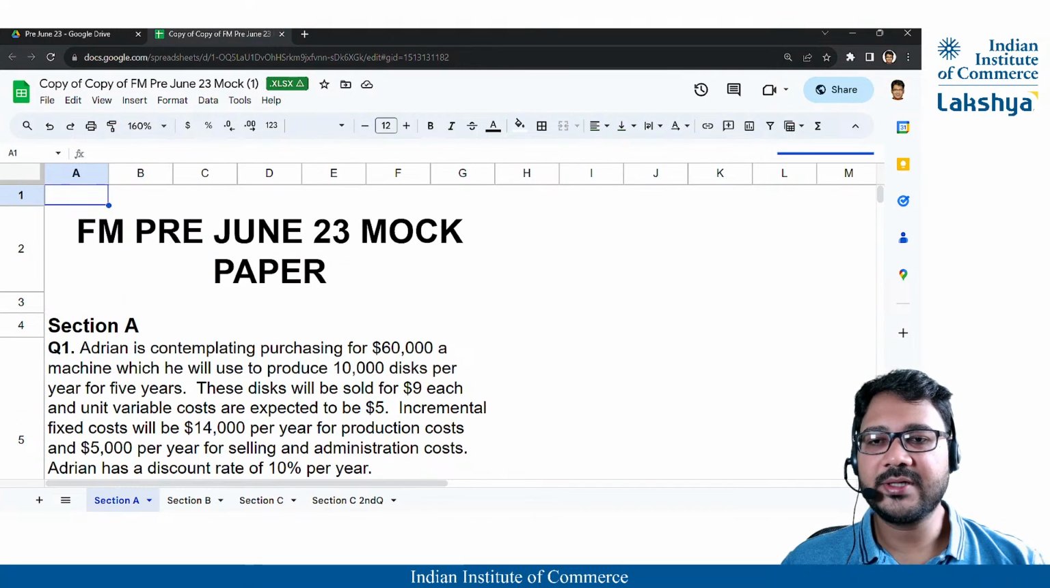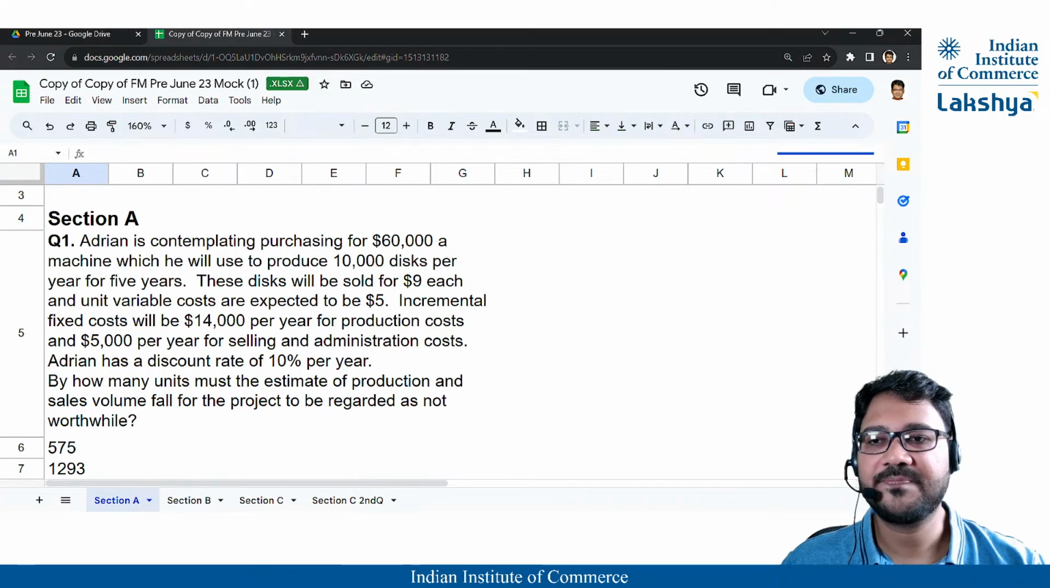Adrian is contemplating purchasing for $60,000 a machine which he will use to produce 10,000 discs per year for 5 years. These discs will be sold for $9 each. And unit variable costs are expected to be $5. Incremental fixed costs will be $14,000 per year for production costs and $5,000 per year for selling and admin costs.